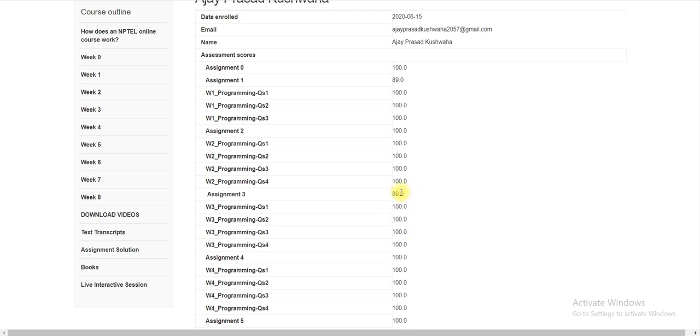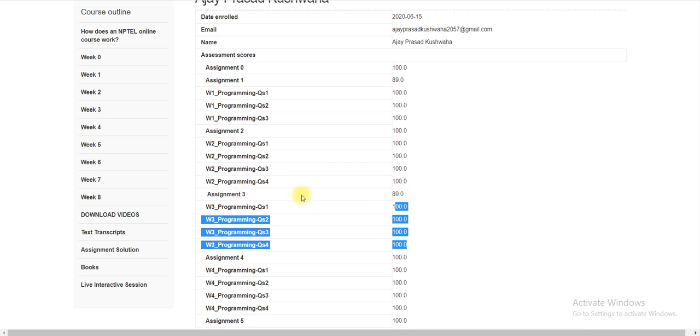Then your quiz assignment score will be 0 and your programming assignment average score will be, there are 4 programming assignments, so 400 by 4. So the programming assignment average score for this week is 400 by 4, which is 100, and 100 plus the quiz assignment score, let's consider 0. So 0 plus 100 is 100, and divided by 2. So again you are going to get a 50% score for week 3.